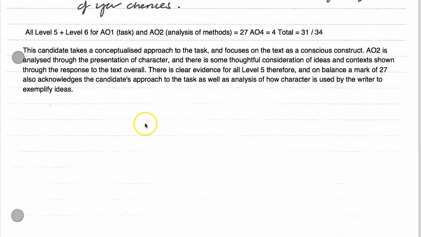And as I showed you in my last video, it's the ideas that are going to get you the marks. So being conceptualized is writing about the writer's ideas, considering the ideas and context shown through the response, and how character is used by the writer to exemplify ideas. That's what's going to get you the marks. This candidate was marked down because there was only some use of that. So some thoughtful consideration of ideas. There wasn't enough of it.